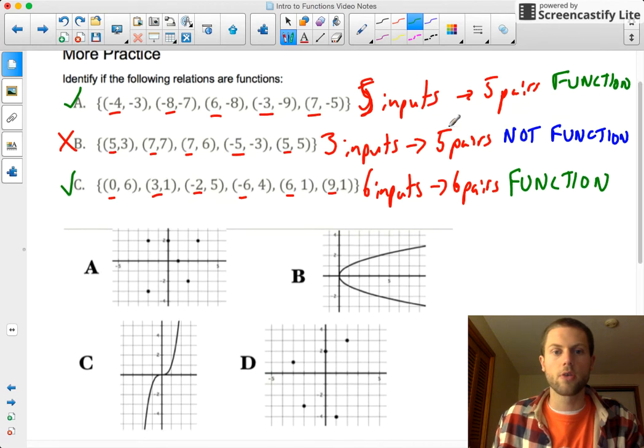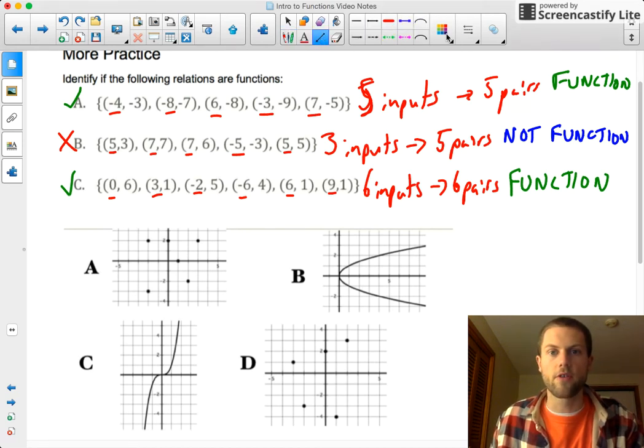Okay, moving on down to the graphs. So what I'd like to do here is use the vertical line test to check this thing out. That's probably the easiest way to do that. So let's draw a vertical line first. I'm going to give myself a red vertical line, and I'm going to make it dashed here. So here's my vertical line.